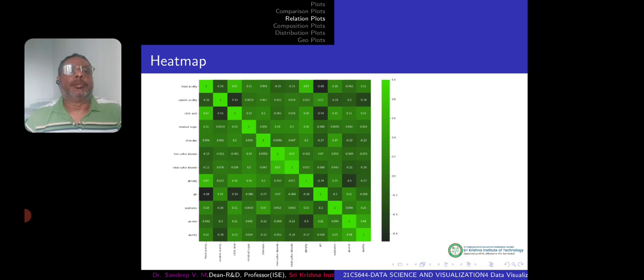So that's the main purpose of the heat map, that you can represent the maximum. At one glance you can understand the overall picture of the whole data you are talking about. So that's about the heat map, and that's about the relation plots.